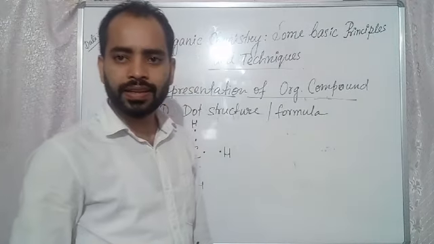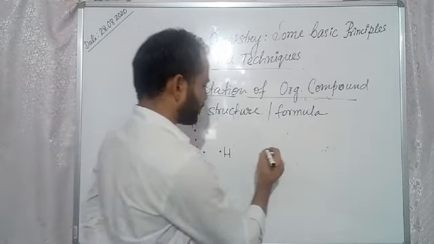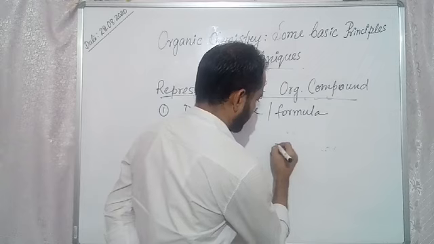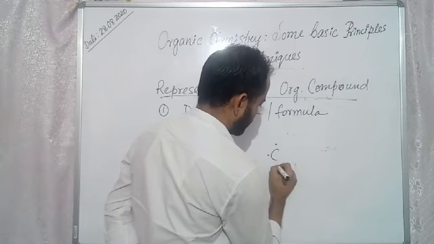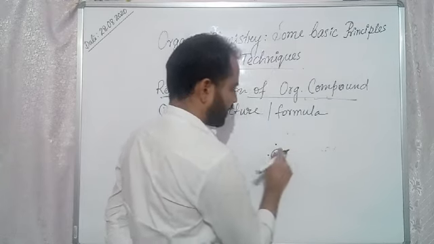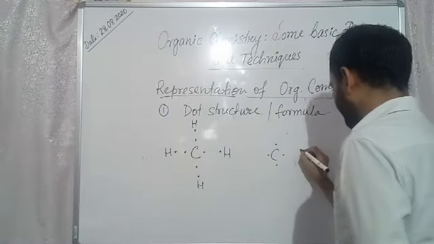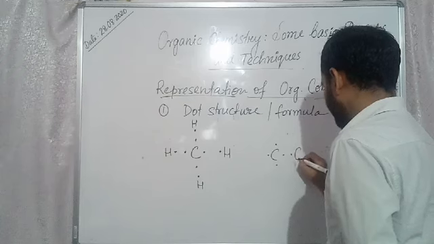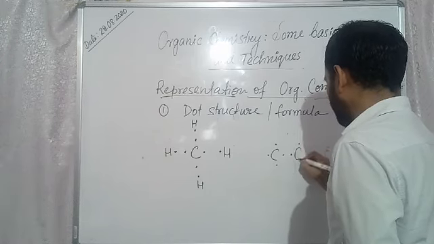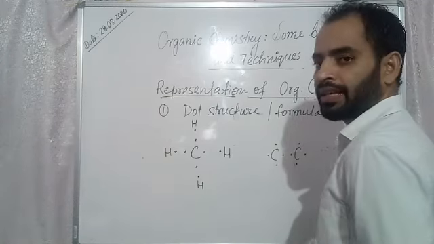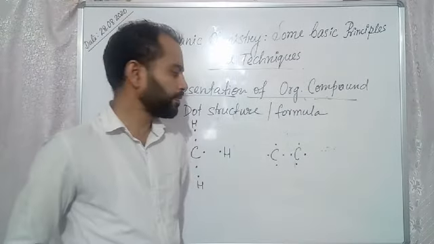If you take another example, ethane: 1, 2, 3, 4, this one carbon atom, like 2, 3, 4. This is another carbon atom.